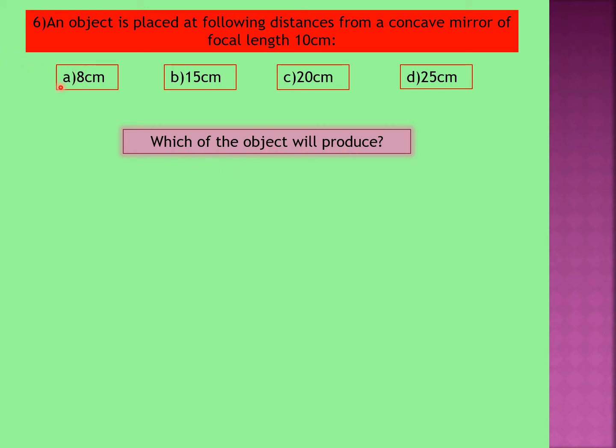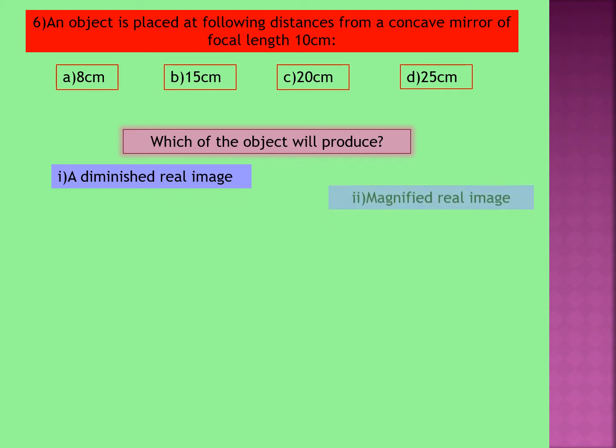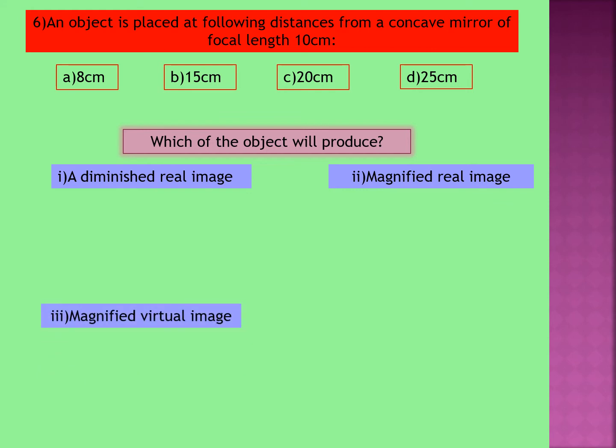So if you place it at 8, then 15, then you keep it at 20, then you keep it at 25. So which of the objects will produce, first, a diminished real image? In which case out of the 4 will you get a diminished real image? A magnified real image. The third part is a magnified virtual image. And the fourth part is the same size as that of the object.